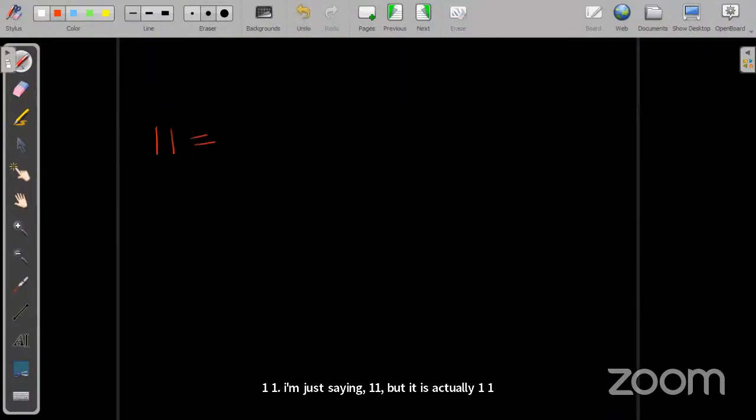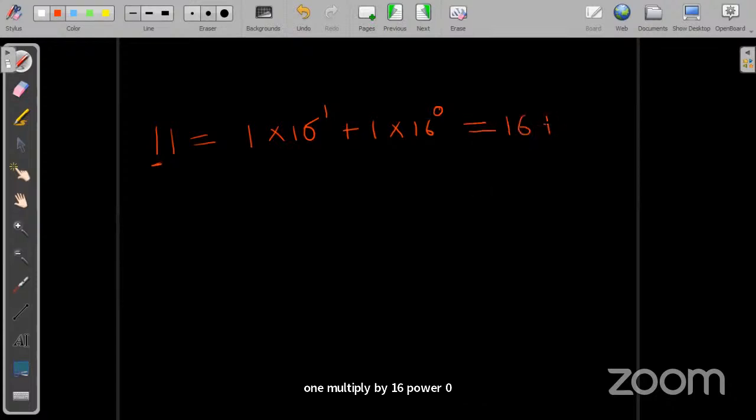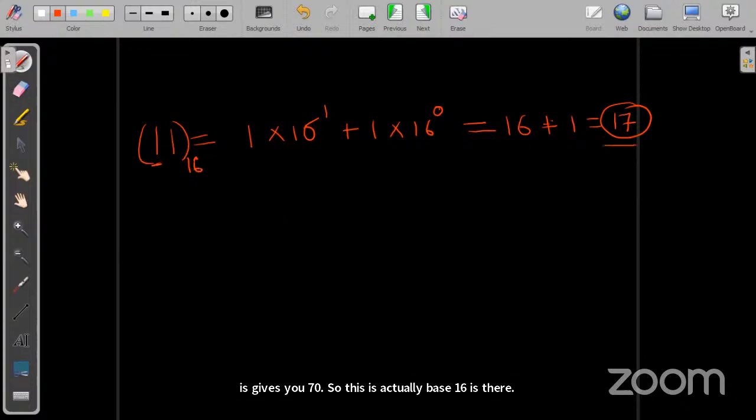If you want to write this 1, 1 in hexadecimal representation, you have to convert the number in powers of 16. So the first digit is 1 multiplied by 16 power 1, plus 1 multiplied by 16 power 0. So this is 16 plus 1, which gives you 17. So 11 base 16 is actually 17.